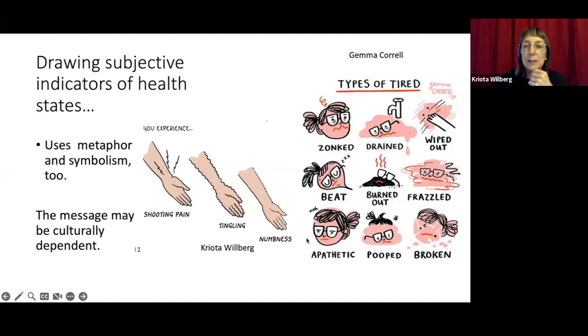Burned out, frazzled. Apathetic is like actually with the meh there and the emotional look in the face, that's also again kind of more around physical and emotional states. And then there's the nice pooped metaphor, and then broken is literal. So again, these metaphors are just really great, and they can communicate conditions, whether they're looking accurate to the pathology or not, it doesn't really matter, right? So it's kind of awesome.